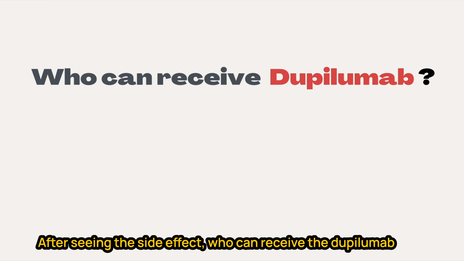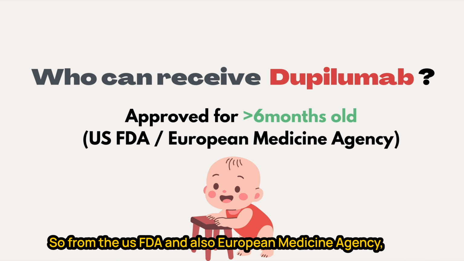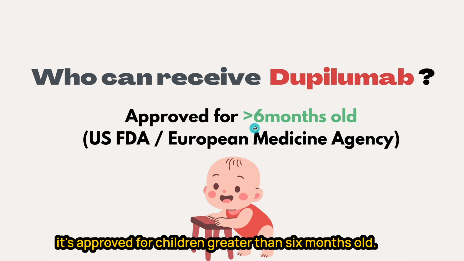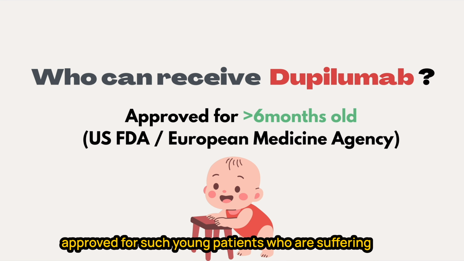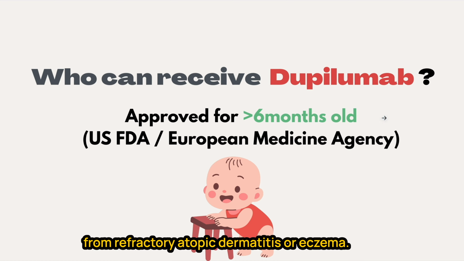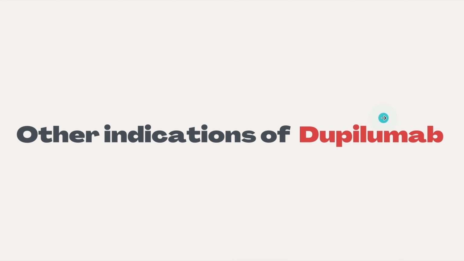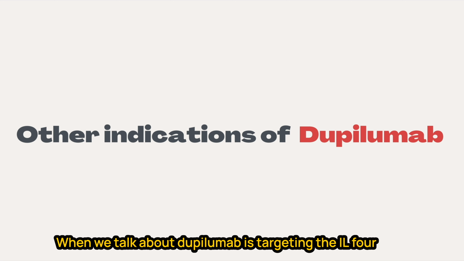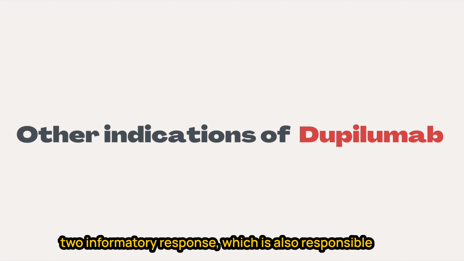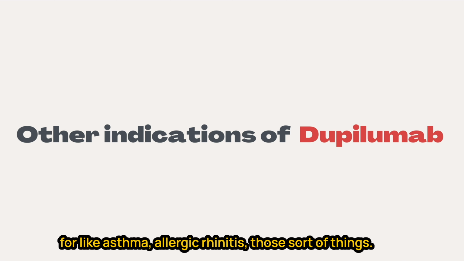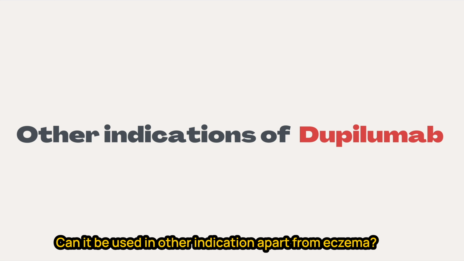After seeing the side effects, who can receive the Dupilumab? Okay. From the US FDA and also the European Medicines Agency, it's approved for children greater than 6 months old. It's the first and also the only biologic so far that is approved for such young patients who are suffering from refractory atopic dermatitis or eczema. Dupilumab targets IL-4 and IL-13. If you remember, we said that it's the type 2 inflammatory response, which is also responsible for asthma, allergic rhinitis, those sorts of things.